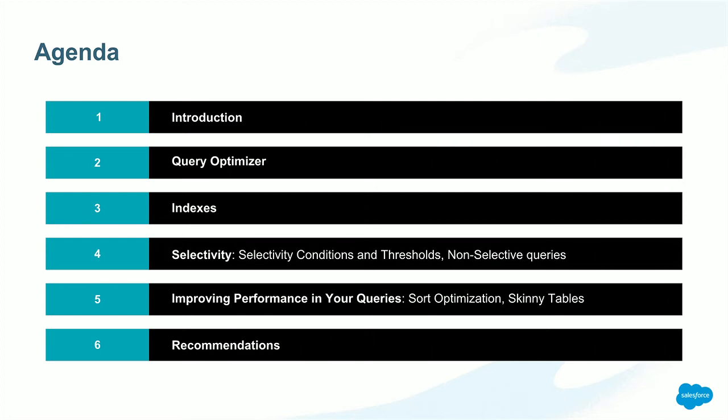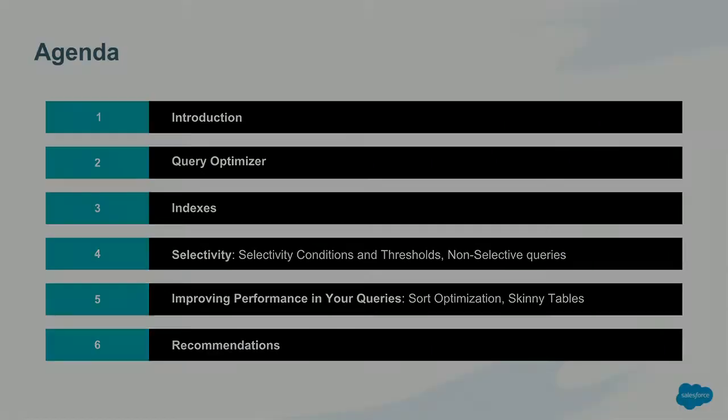And then I'm going to speak about the selectivity. What is a selective query? What is a selective filter? And what is the threshold that Salesforce defines and the exception that we have to avoid when we are writing a query? Then I'm going to do a little demo to clarify all these concepts. And we will continue giving another 2 tools to improve the performance in your queries, the sort optimization and the skinny table. And in the end, I'm going to give you a summary of all the recommendations that I'm going to provide you during this presentation.